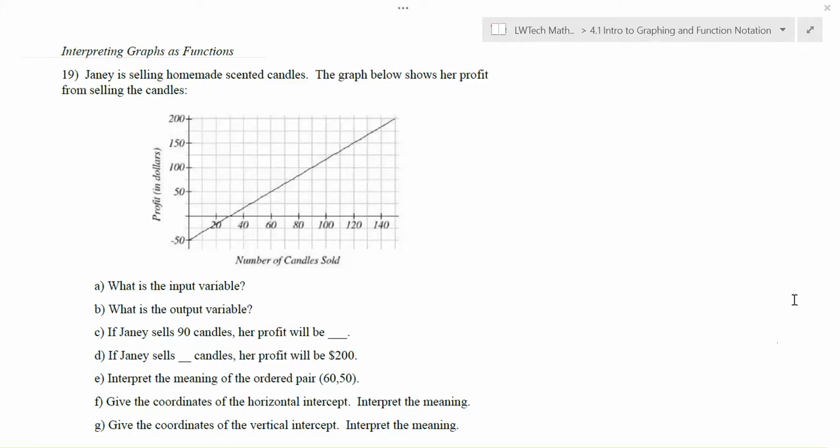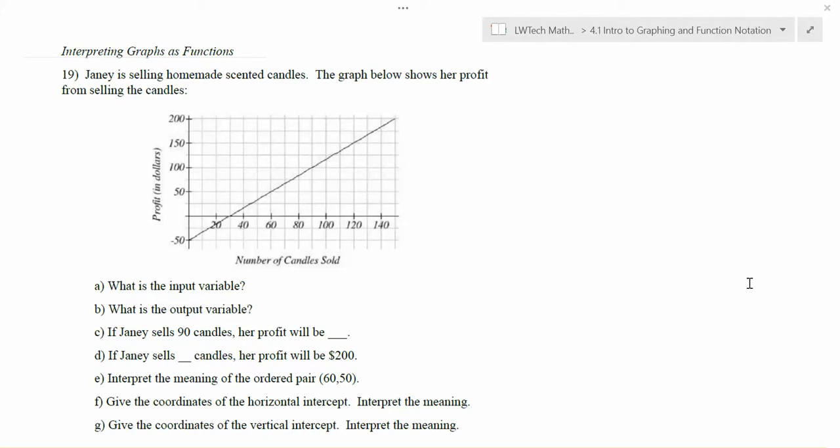In this video, we're going to look at a word problem situation with a graph attached and try to evaluate and talk about things a little bit more using this function notation vocabulary. In this problem, Jamie is selling homemade scented candles. We have a graph here that represents her profit from selling the candles.